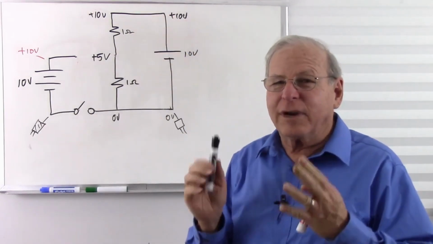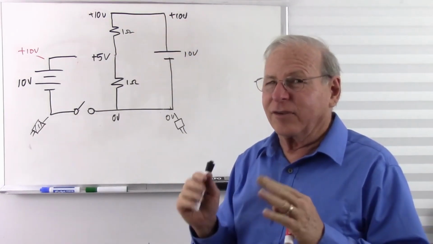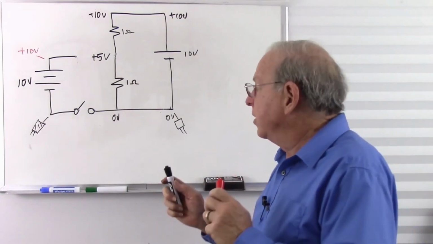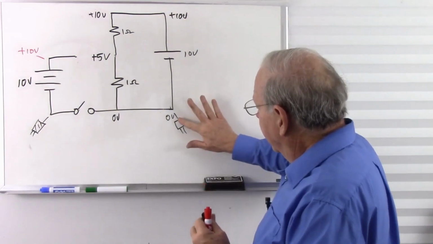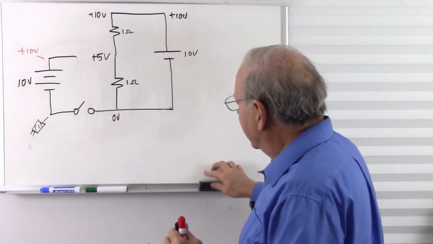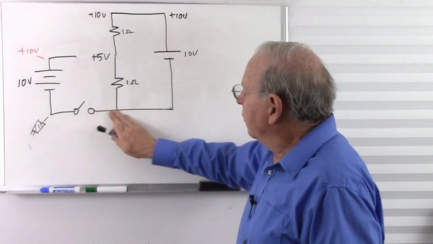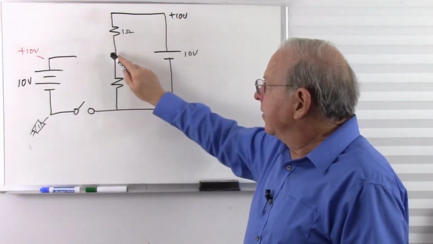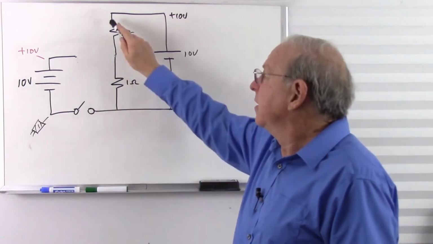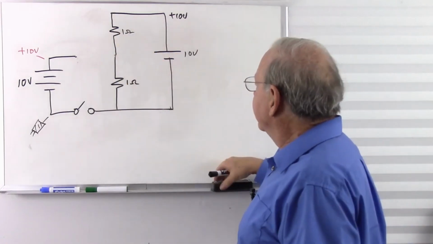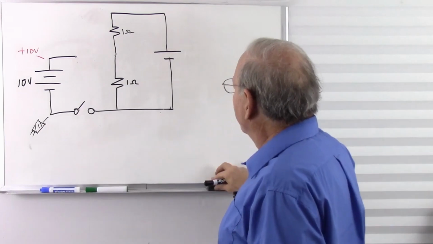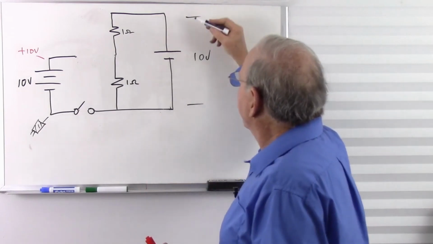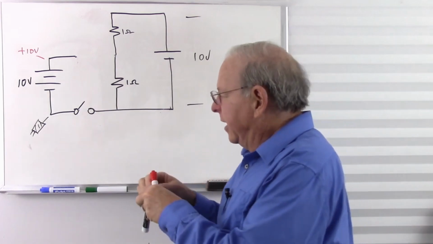Remember that voltage is relative. I'm trying to emphasize this because this can be confusing. But voltage is relative. We're always comparing one voltage to another. So if we take this away and ignore that for a moment, we don't know what these voltages are. But we do know that this is 5 volts higher than that. This is 5 volts higher than that. And there's a total of 10 volts between here and here.